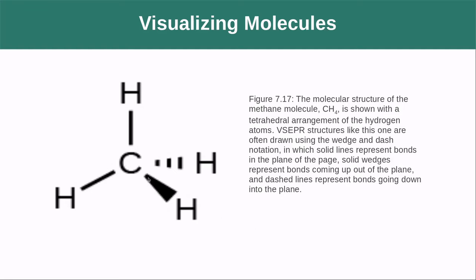I mentioned before that we use these wedges here to depict the hydrogen that's coming out of the plane of the paper, or the screen in this case, and we're going to use these dash lines to depict hydrogens that are inside of the plane facing away from us. You're going to see this kind of notation used extensively in organic chemistry if you continue to go on.